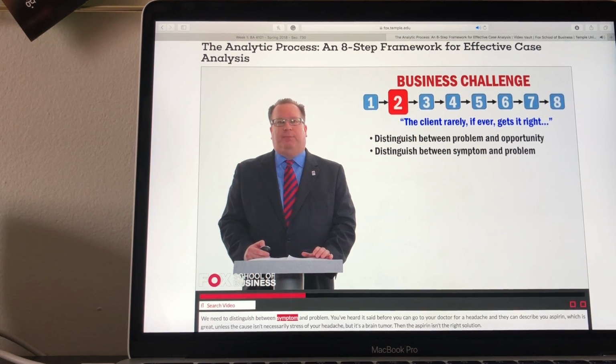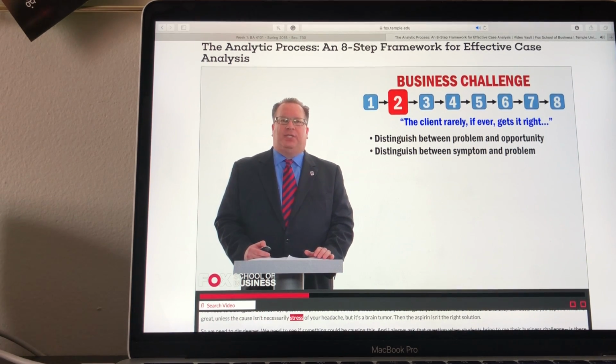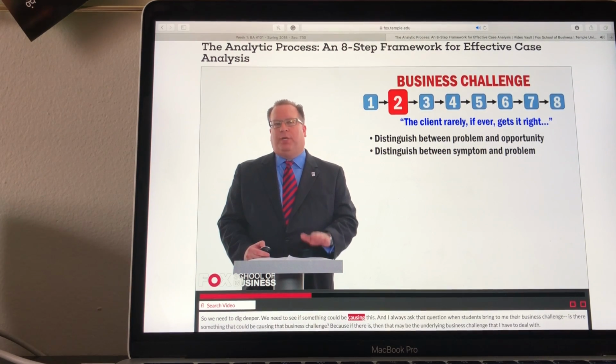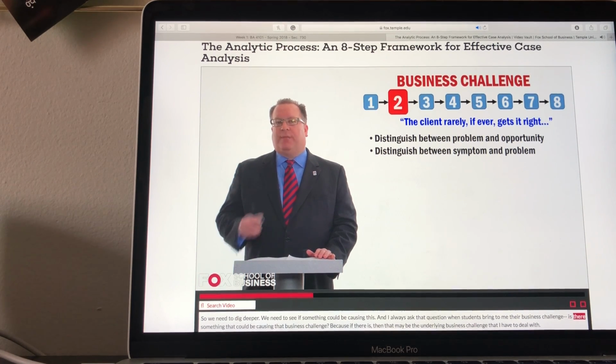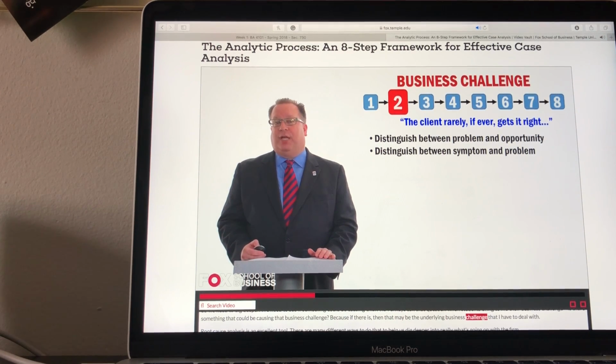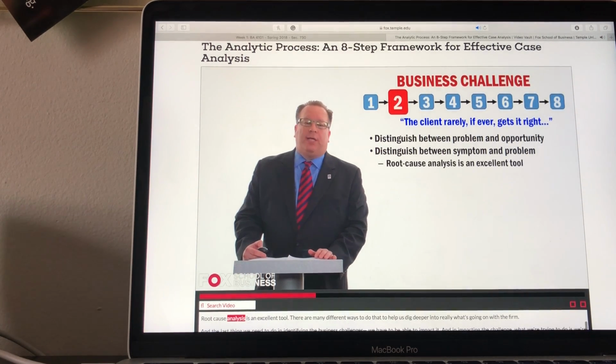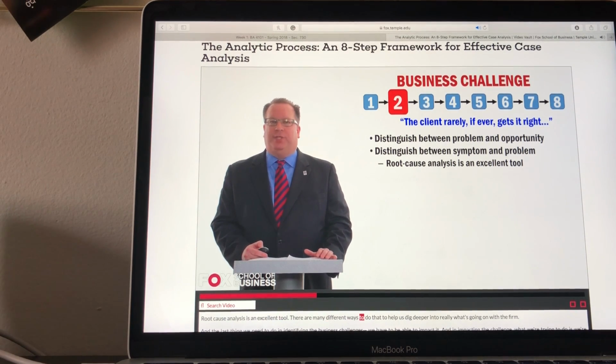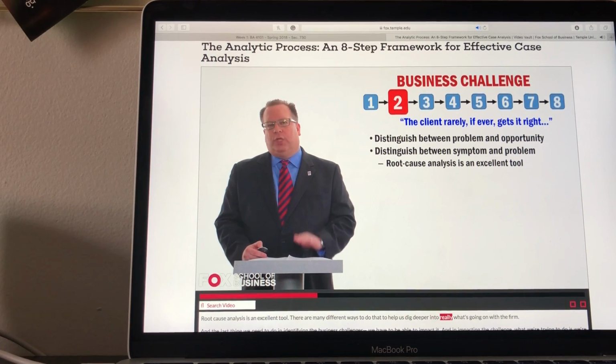We need to distinguish between symptom and problem. You've heard it said before, you can go to your doctor for a headache and he can prescribe you aspirin, which is great, unless the cause of your headache isn't necessarily stress, but it's a brain tumor, then the aspirin isn't the right solution. So we need to dig deeper. We need to see if something could be causing this. And I always ask that question when students bring to me their business challenge: is there something that could be causing that business challenge? Because if there is, then that may be the underlying business challenge that I have to deal with, all right? Root cause analysis is an excellent tool. There are many different ways to do that to help us dig deeper into really what's going on with the firm.